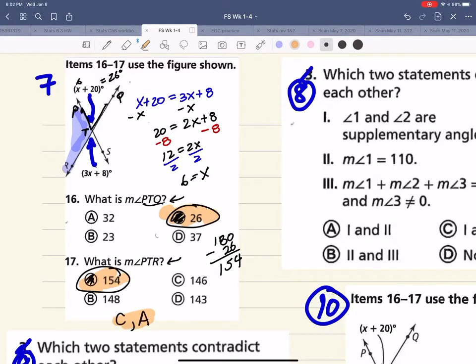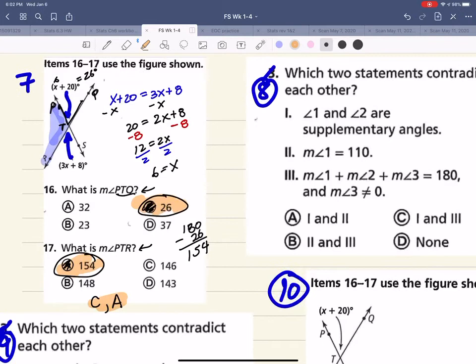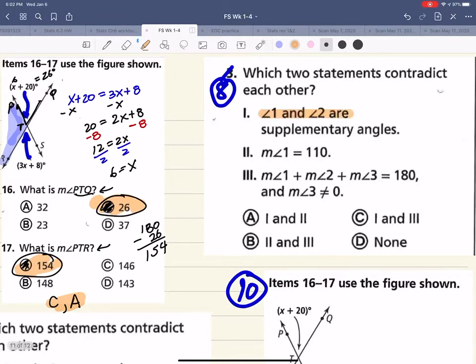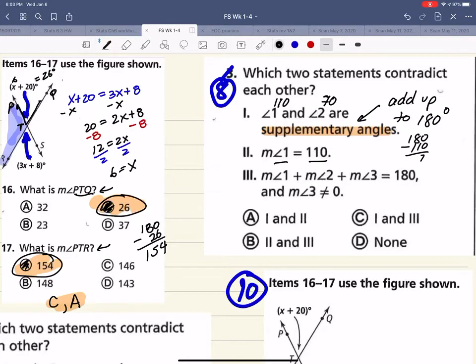Final answer. All right, looking at number 8, it says, which two statements contradict each other? Meaning if one's true, the other one can't be true. So 1 and 2 are supplementary. We used the example today. If 1 was 80, then angle 2 would be 100 because supplementary means adds up to 180. So that's just an example. Well, if angle 1 was 110, that would make angle 2 70 because 180 take away 110 is 70.